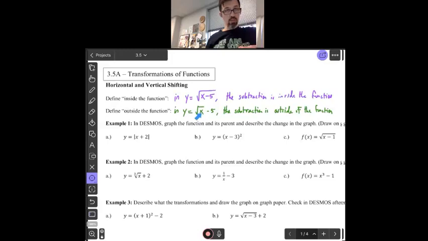Whereas if we said x was 7, then we'd have to figure out what the square root of 7 was first, then the subtraction happens. So we're saying the subtraction would be outside of the function. So this inside versus outside stuff is about when the math happens.